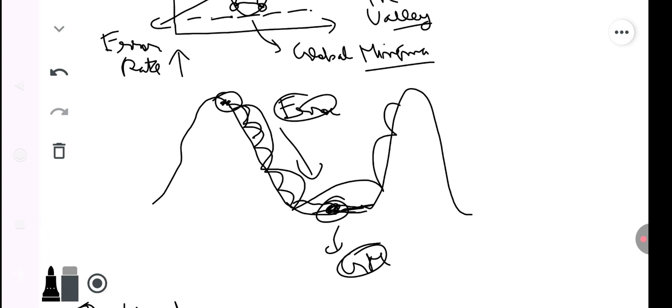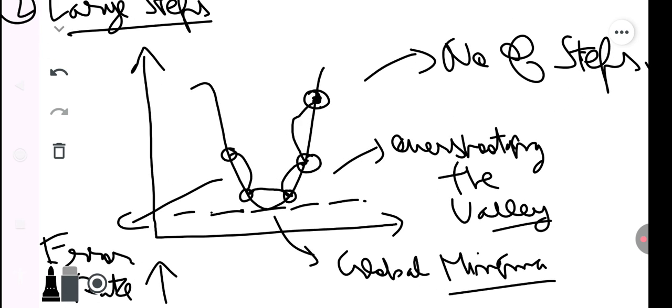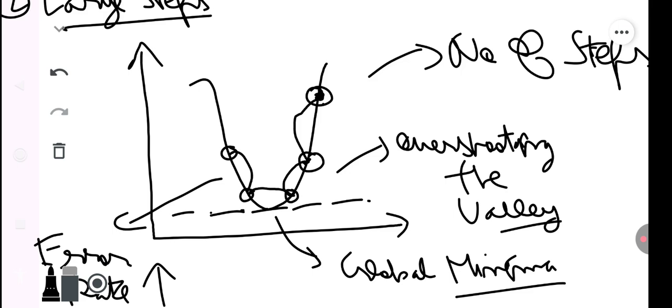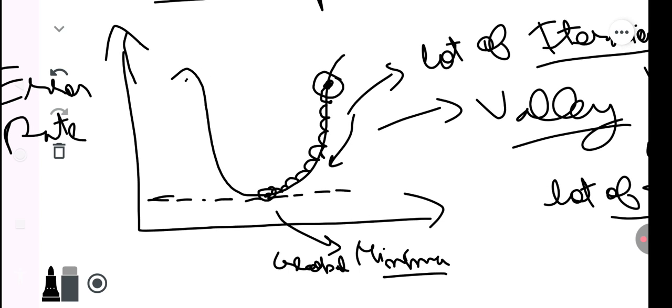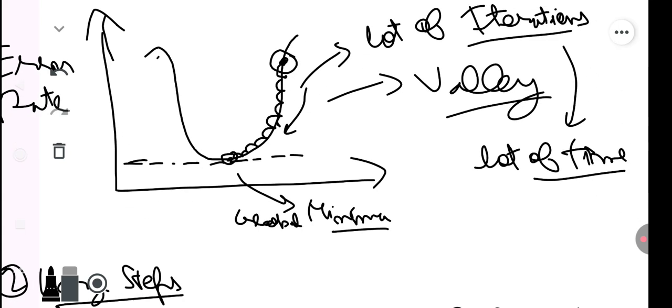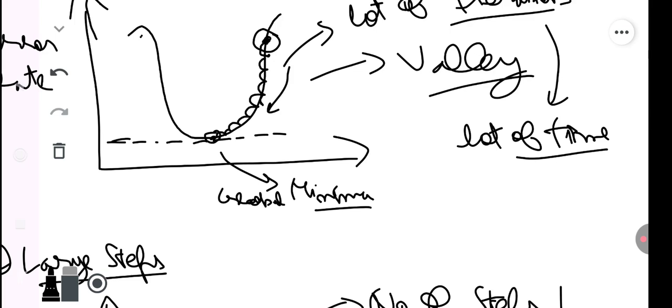Instead of taking very large steps, what was happening with large steps was that we were missing the point. We were missing our global minima. And in case of small steps, what was happening is that we were reaching the global minima point, but it was taking a lot of steps, which also means that a lot of time is taken. So which is not good.